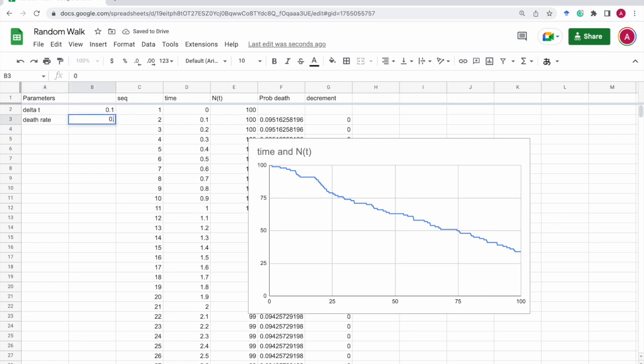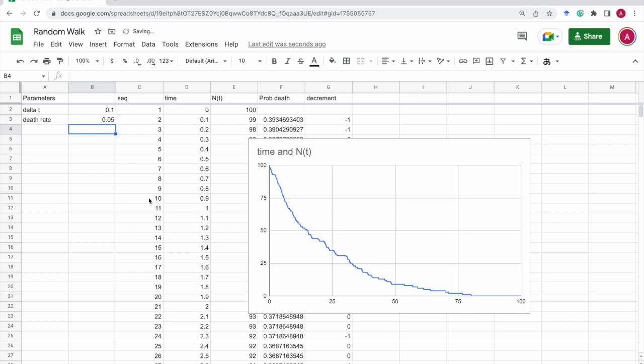So let's change the death rate to 0.05, then as you can see, this is very close to exponential decay. It converges to zero, so extinction. And let's make it even bigger. So it's pretty fast. It goes to close to zero, exactly zero actually. So this is how you simulate the death process.